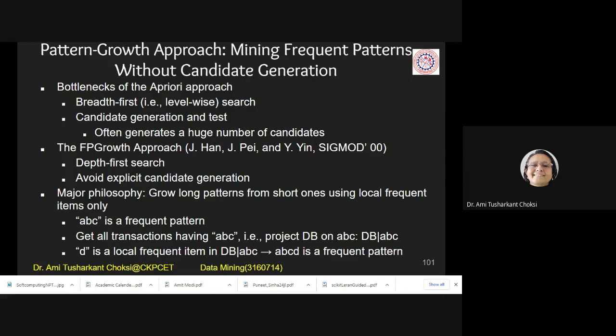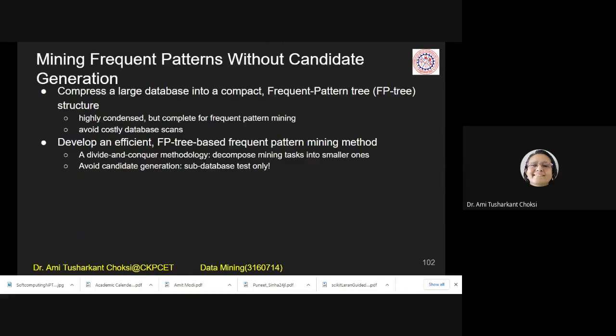Pattern growth approach, mining frequent patterns, and people say it as FP growth, right? FP stands for frequent patterns, and it is growth. So the FP growth approach, or people also say FP tree algorithm. So what to do for that? Mining frequent patterns without candidate generation.